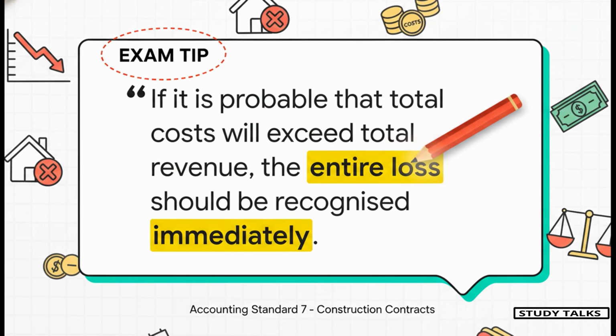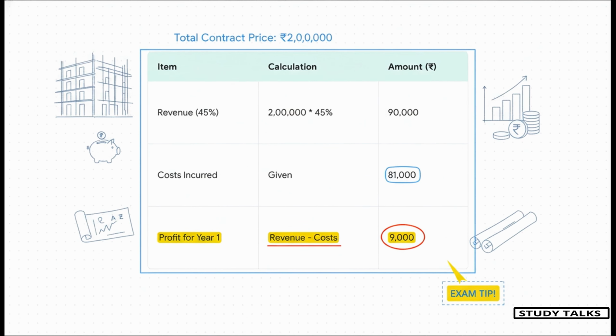The second you figure out that a contract is going to lose money overall, you have to recognize the entire expected loss immediately, right then and there. You don't wait, you don't spread it out, you book the whole loss up front. This is the principle of prudence, and ICAI will test you on it. So let's see how this works with some numbers.